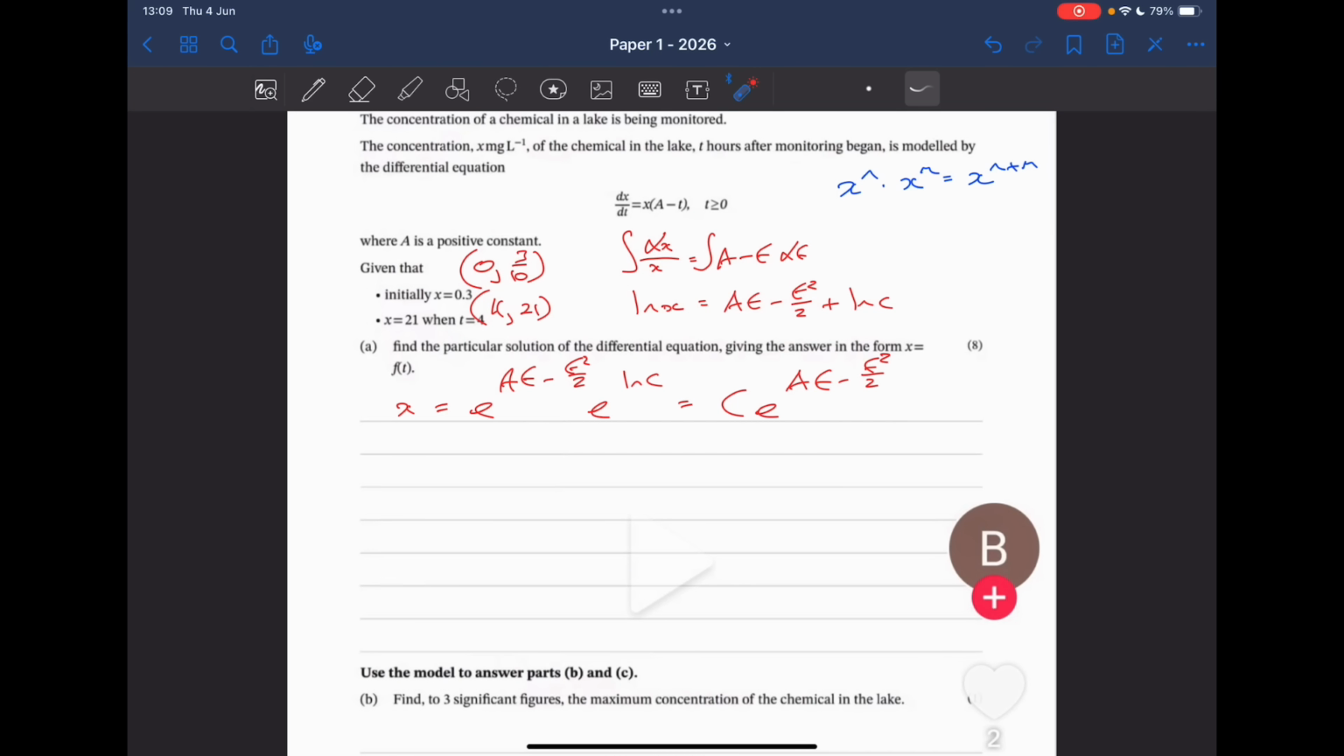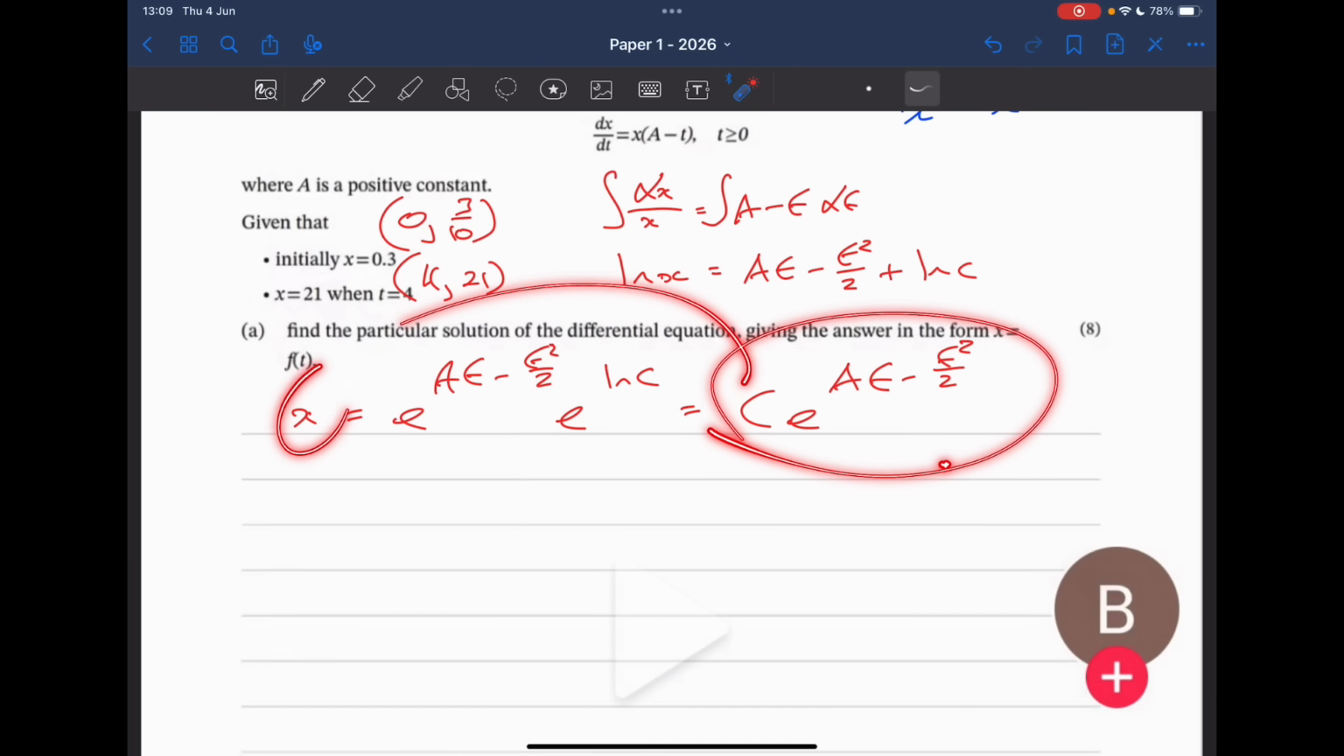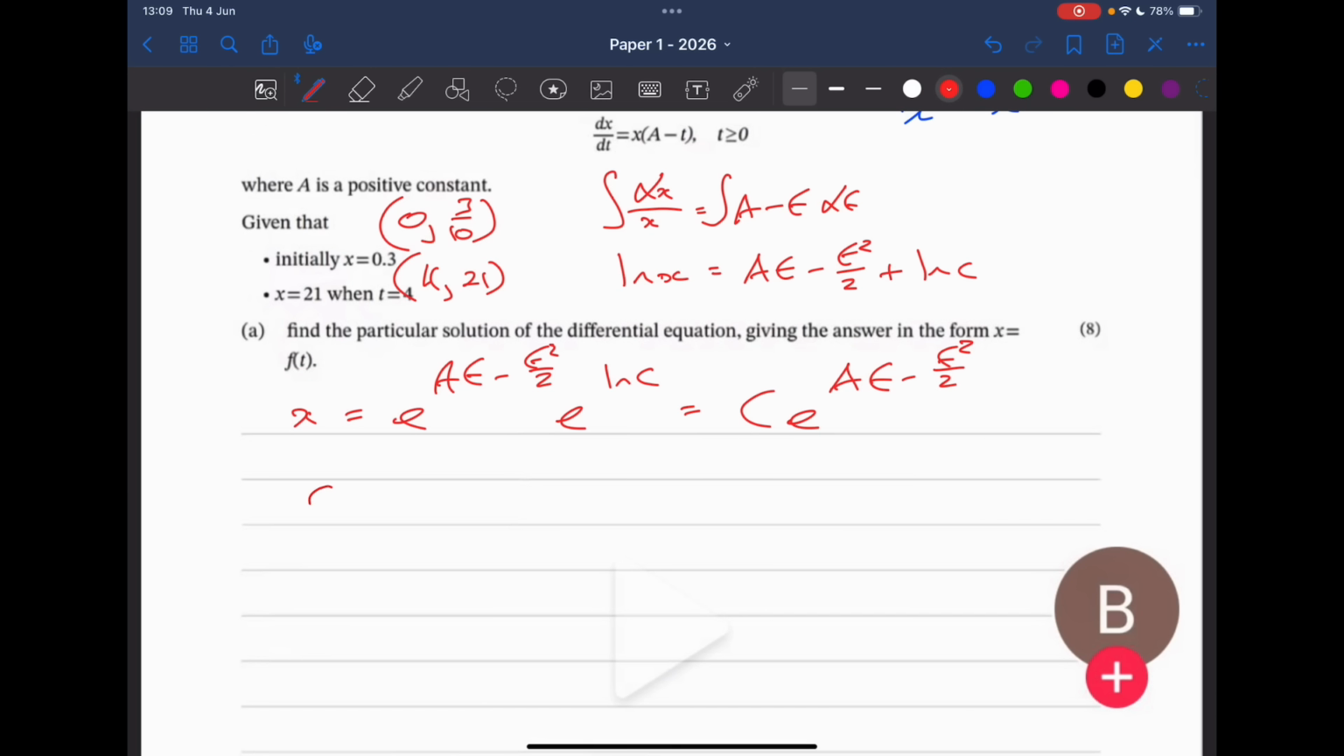So let's do this. Let's plug in our values. If we make t 0, what's going to happen? That's 0, that's 0. Together they are 0. E to the 0 is 1. So this whole side is c. So c will equal x, which is 3/10.